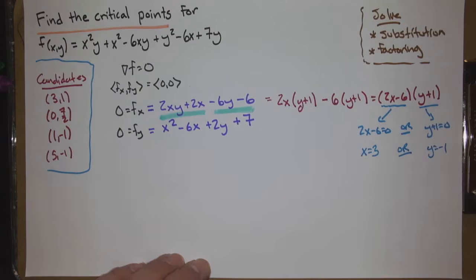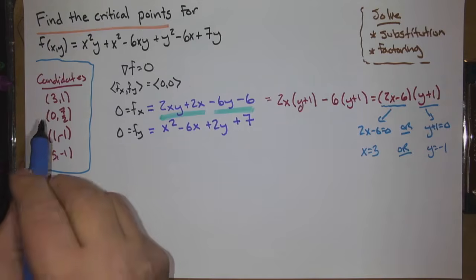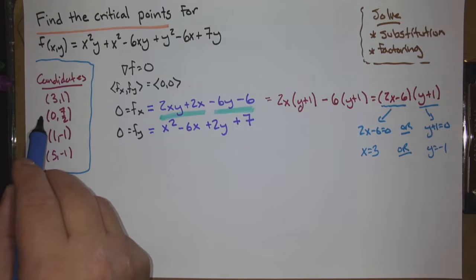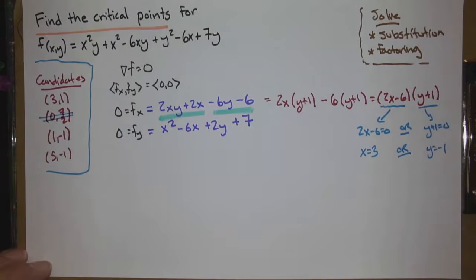Y equals negative 1. Now, that's just from the first equation. So x has to be 3, or y has to be negative 1. Unfortunately, that does rule out one of our candidates. I am sorry. It was a great guess, but that doesn't have x equals 3 or y equals negative 1. On a side note, all the others do, so that's promising.